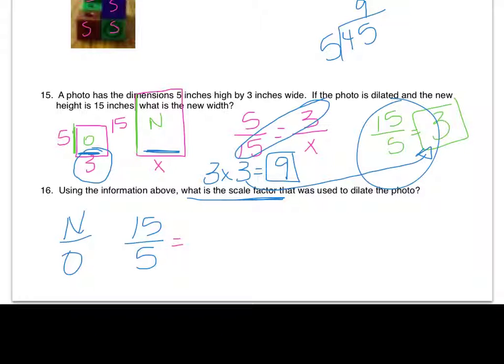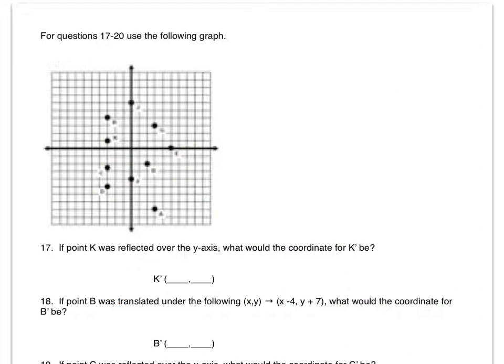So when I divide, I get 3 as my scale factor. Alright. Last page. We're going to use the graph that's super blurry. It says if point K is reflected over the y-axis, what would the coordinate for K prime be? Well, mine's really hard to read, but point K actually is right here.